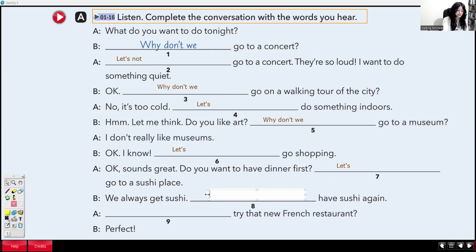What's the suggestion then in number 8? Let's not. Yes, this person is tired of sushi. Let's do something different. And what's the suggestion in number 9? Why don't we? There you go. Yes, why don't we? Perfect.